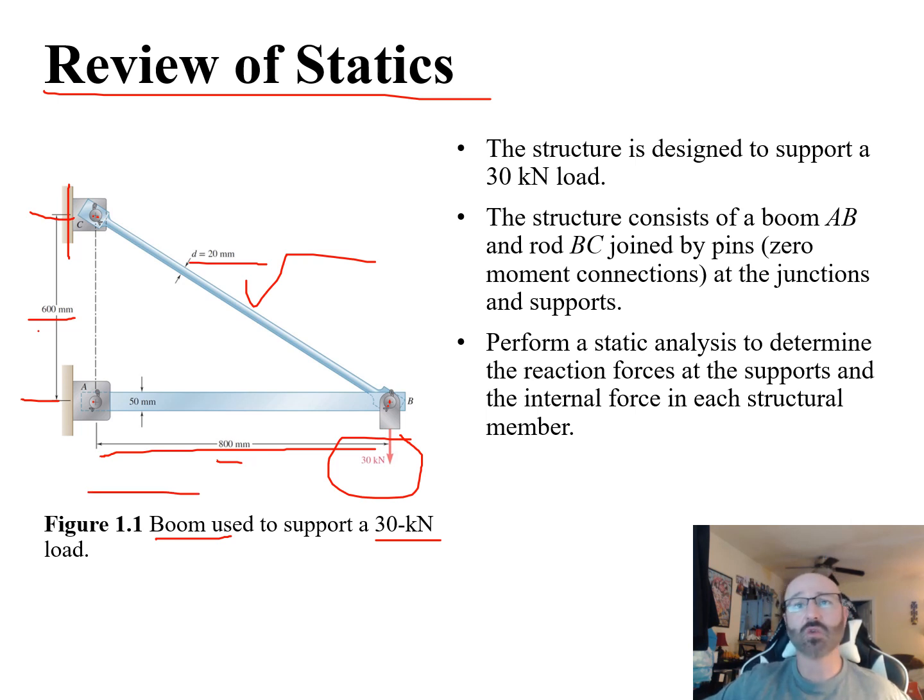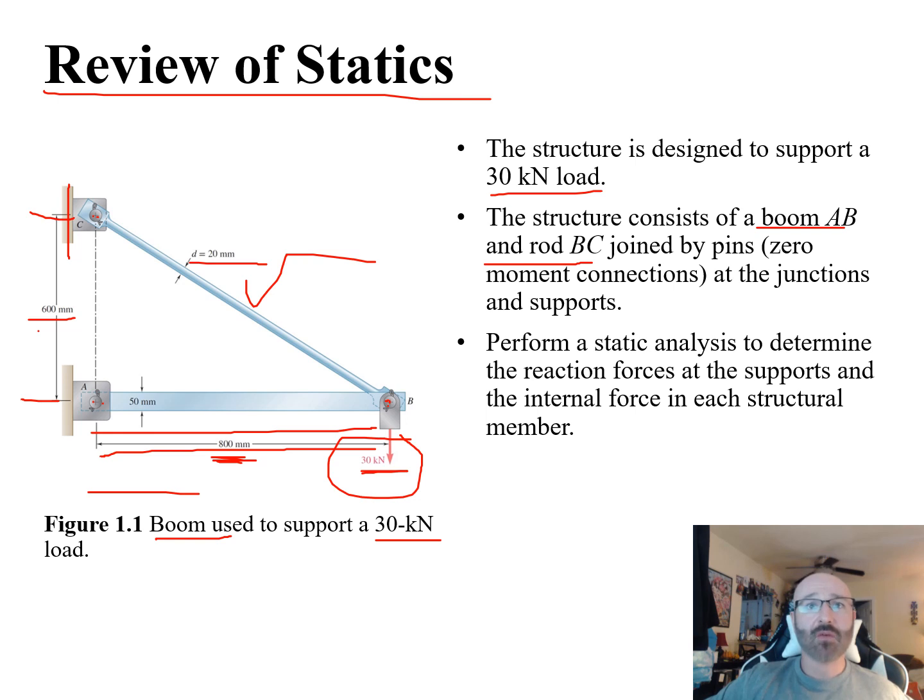Then I can come over here to the wording of the problem. They tell us we have a structure designed to support this 30 kilonewton load. Well, I've already looked at my diagram here. Now, okay, there's my 30 kilonewton load that they're talking about right there. The structure consists of a boom, AB, and a rod, BC. So let's go back over to our diagram and take a look at this. So boom AB. Well, here's A, here's B, so this is our boom AB. And again, I can see that this is 800 millimeters long and 50 millimeters thick right there.